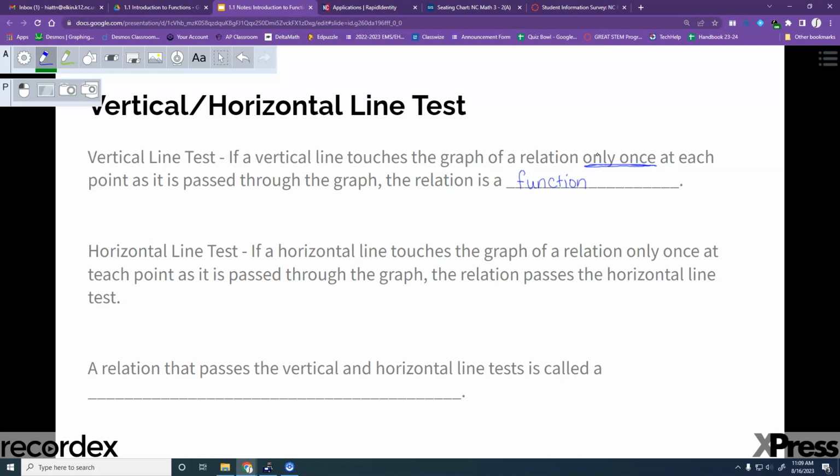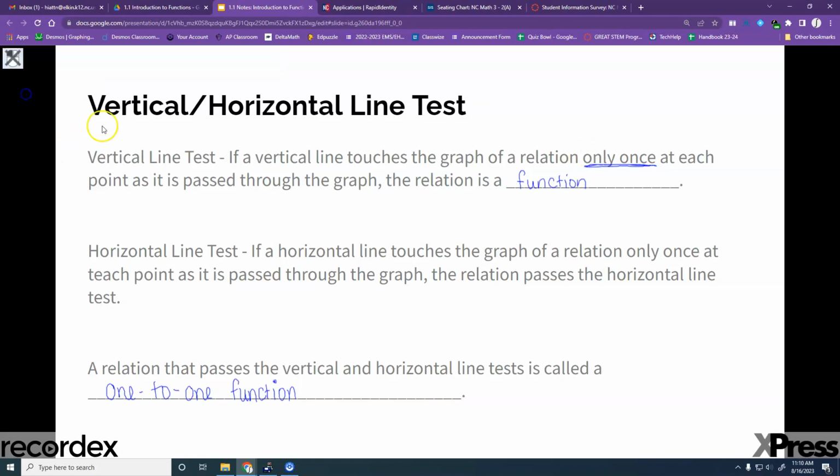We did not do that in Math 1 because for a horizontal line test, you are testing for one particular type of function. A relation that can pass both the vertical and the horizontal line test is called a 1-to-1 function. Okay? And we'll look at what that means here in a little bit. So let's try some vertical line tests and horizontal line tests.